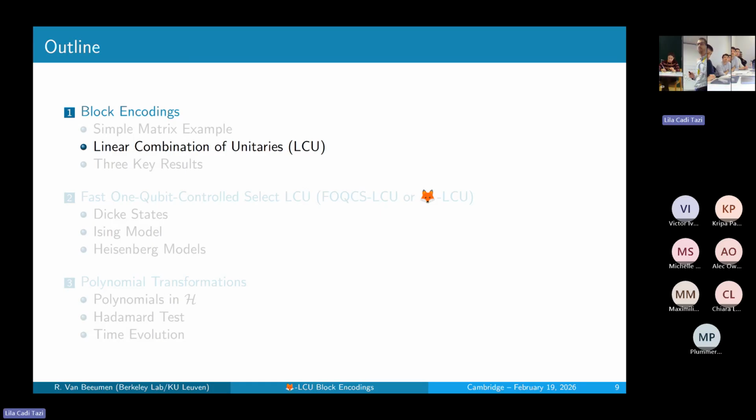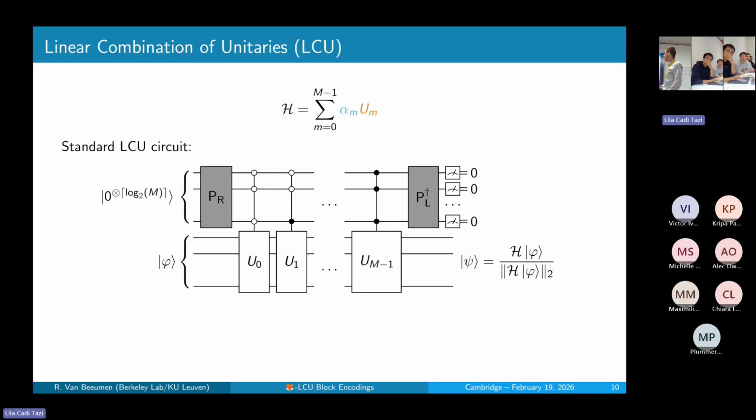So for block encodings, a commonly used technique is the linear combination of unitaries, abbreviated as LCU. And LCU goes as follows. Assume we have a matrix or a Hamiltonian H written as a linear combination of unitaries U_M, where alpha_M are the coefficients. So this is the standard LCU textbook implementation, where we have some state preparation oracles, PR and PL, which encode the coefficients alpha_M. And then in the middle we have what we call the select oracle, which, based on these ancilla qubits, where we have log of capital M, selects which unitary to apply.